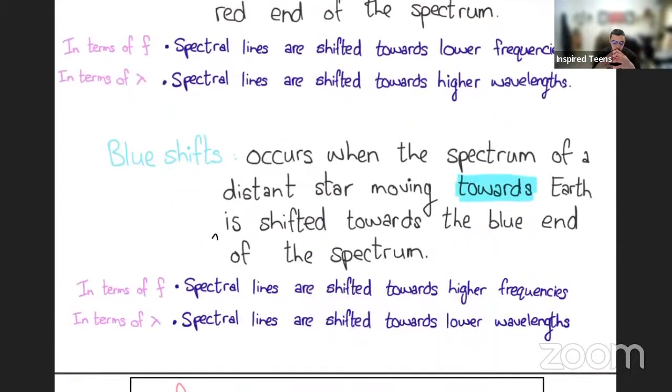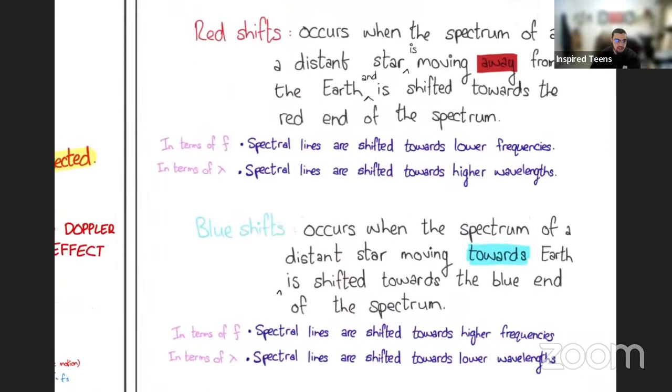Let's discuss blue shift. It occurs when the spectrum of a distant star is moving towards the Earth and is shifted towards the blue end of the spectrum. So besides which end of the spectrum it's shifting towards, here we deal with Earth and a star. Instead of dealing with two cars or an ambulance and a listener, we're dealing with Earth and a star. So we have different cases for when the star is moving towards the Earth and when the star is moving away from the Earth. That makes sense. So red shifts and blue shifts.